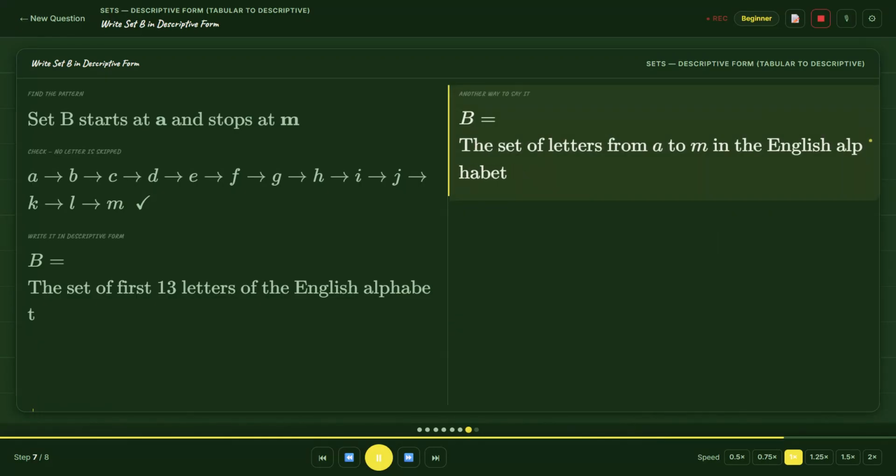You could also say it this way. B is the set of letters from A to M in the English alphabet. Both ways are correct. Pick whichever one feels easier.